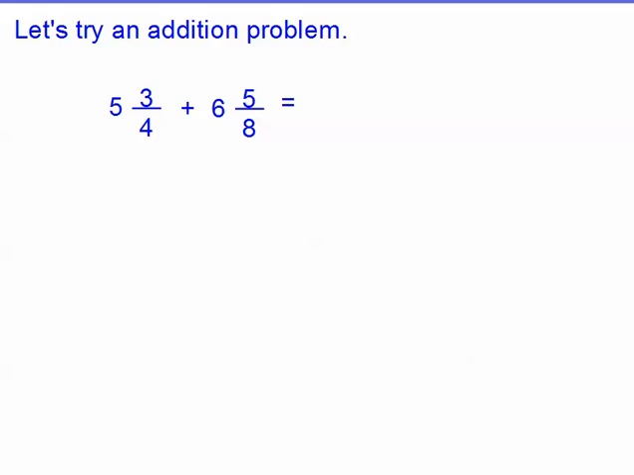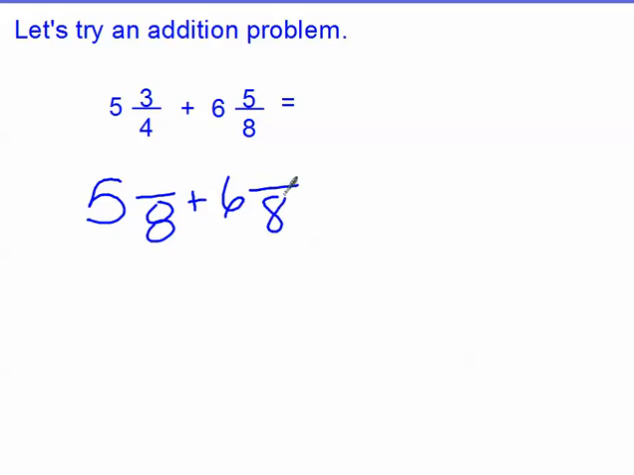So now we've got 5 and 3/4 plus 6 and 5/8. First thing we have to do is find a common denominator. So we start with the 8 and we ask, can I turn the 4 into an 8 with multiplication? Yes, we can. So we rewrite the problem with 8 on the bottom.